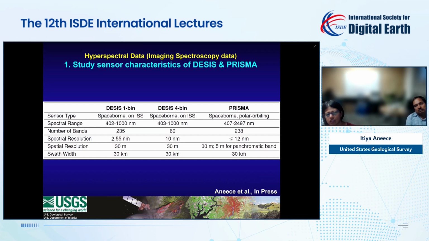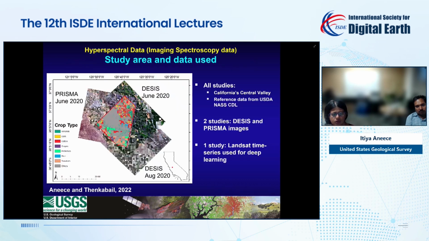Now, DESIS also recently came out with a 4-bin product, which has a similar spectral range, but 60 bands that are each around 10 nanometers, more comparable to the PRISMA bandwidths. So I'll be talking about using both of these 1-bin and 4-bin in the later studies. So all of these studies took place in Fresno, California. The first two studies I'm going to mention used DESIS and PRISMA images, whereas the third study that I want to talk about used Landsat time series data and deep learning, that ANN model.